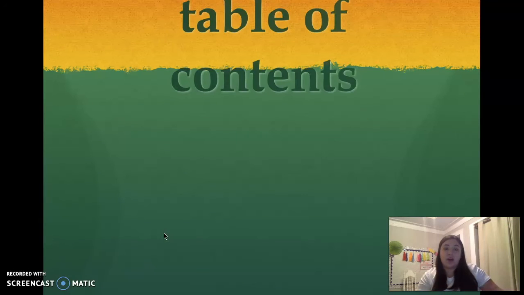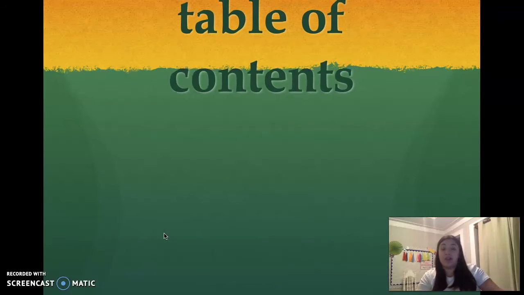So that is called the table of contents. And so the table of contents tells us the topics that are in the book and where we can find them. So this is at the beginning of the book.